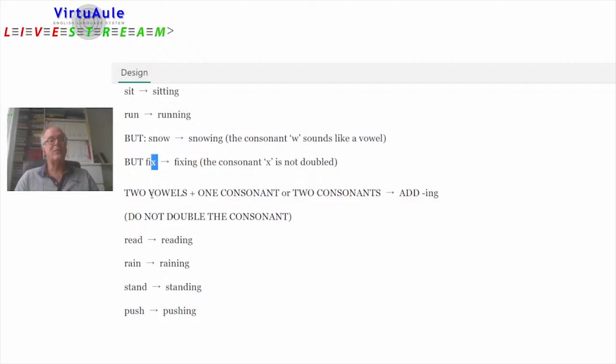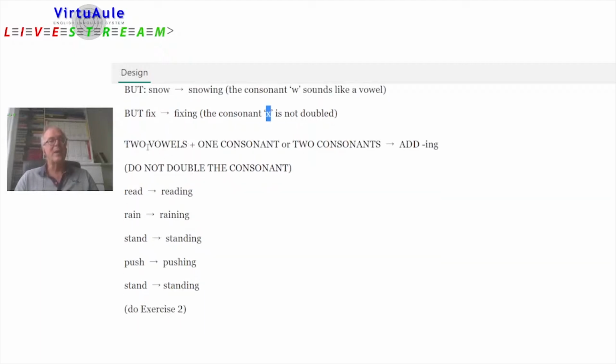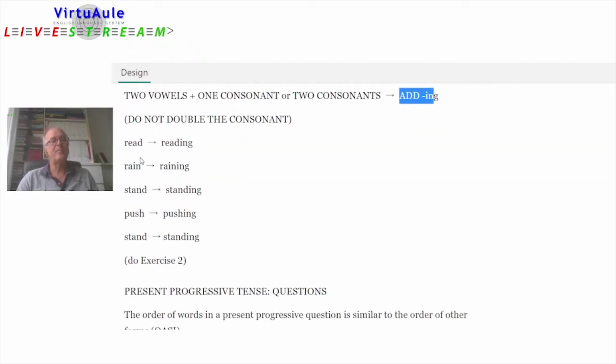But fix, we also have X, which is followed by an I. The consonant X is not doubled. Fixing. Very, very rare that you will see X doubled in English. If you have two vowels and one consonant, or two consonants, then you just add the ing. Do not double the consonant.